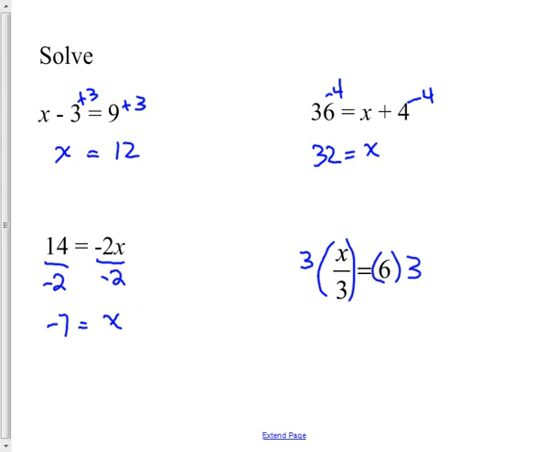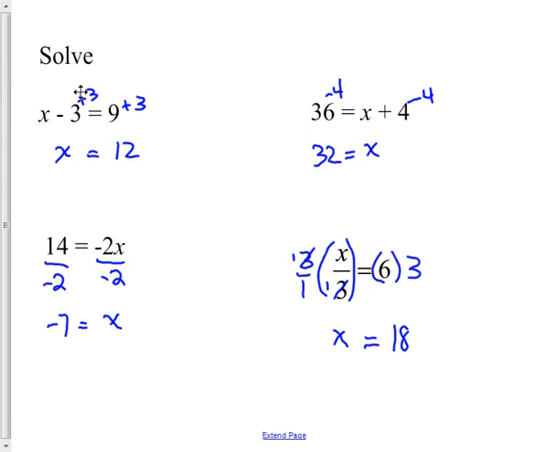Now this side is simple. That gives me 18, but what happens here? Remember when I multiply by 3, that's really 3 over 1. And if you remember with division, we don't need a common denominator and we look for common factors. The 3's would divide out and I'm just left with 1x or x. So x is equal to 18.